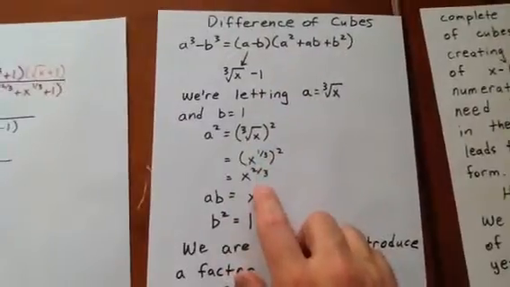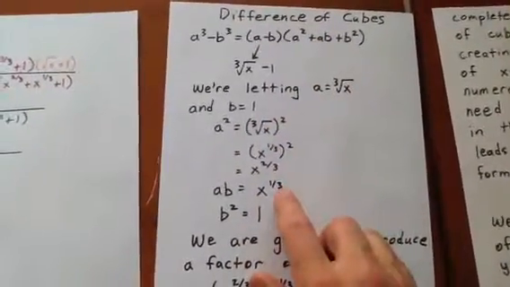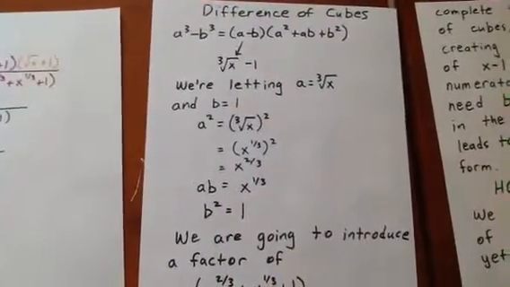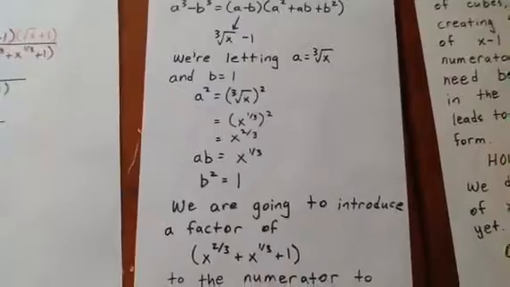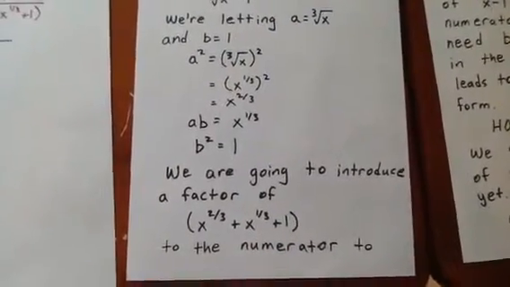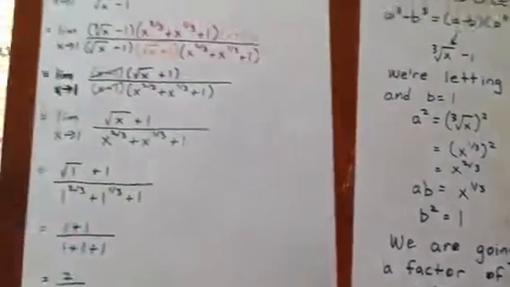A squared is x to the 2/3. AB is x to the 1/3 times 1, and b squared is 1. So we're going to introduce a factor of x to the 2/3 plus x to the 1/3 plus 1 to the numerator in order to rationalize it.